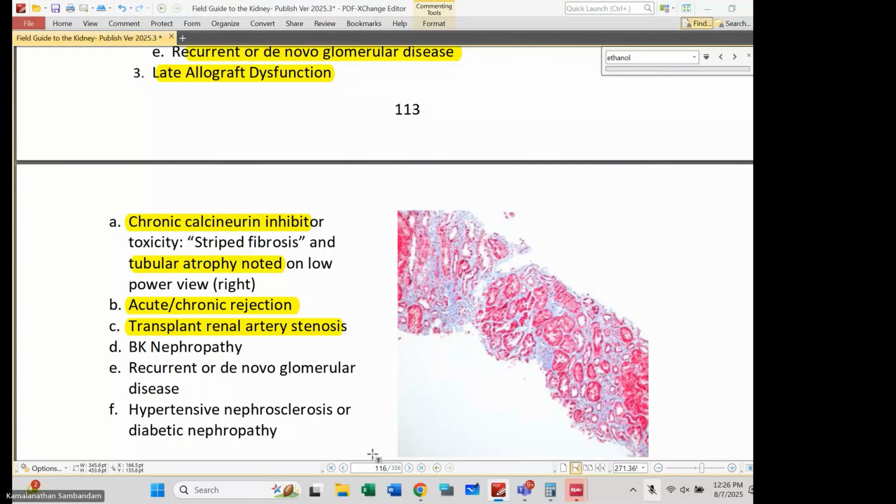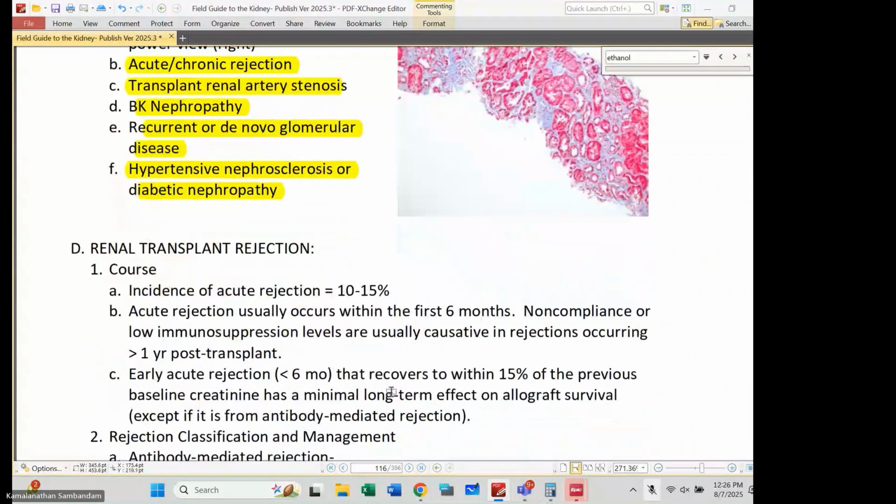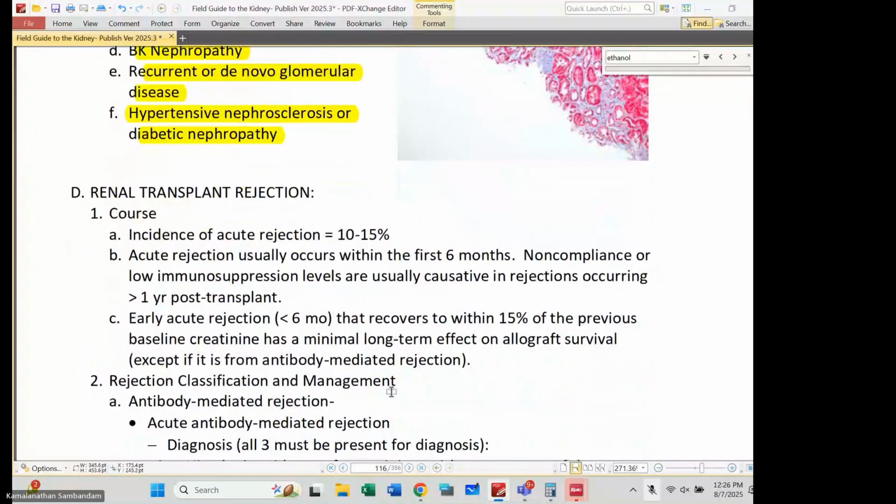BK nephropathy can occur in the later phase, again, recurrent and de novo GNs, and then you can again get the old-fashioned causes of kidney disease, hypertension, and diabetes that are recurring in the transplants. Questions before we move over to transplant rejection?